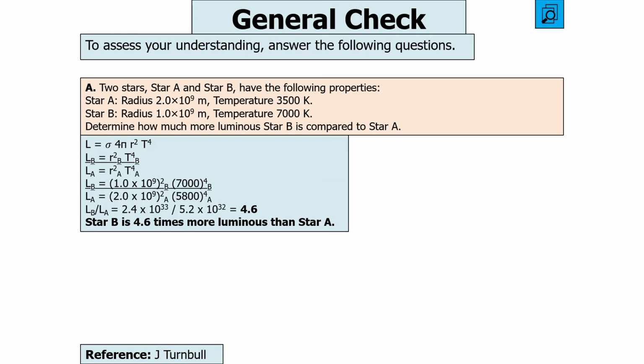So we use the equation L is equal to sigma 4 pi r squared T to the 4. So sigma and 4 pi will cancel out. So the ratio LB to LA is r squared B T to the 4 B over r squared A T to the 4 A. Pop in all the values and we get 4.6. So star B is 4.6 times more luminous than star A.